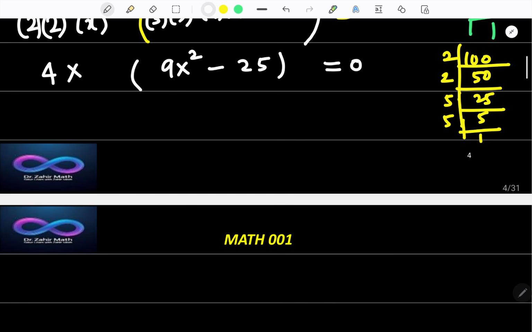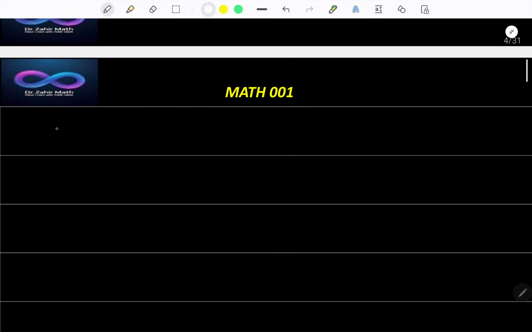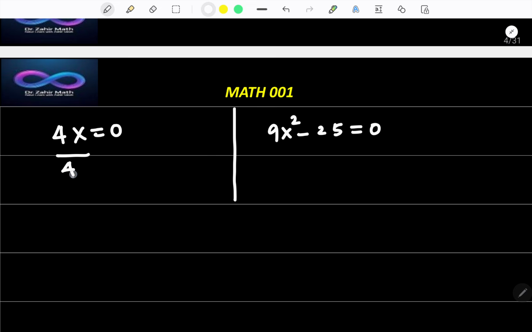0, right? If two products are equal to 0, each product is equal to 0. 4x equal to 0 and then 9x square minus 25 equal to 0. So divide by 4 and divide by 4. So you will get what? x is equal to 0, right?